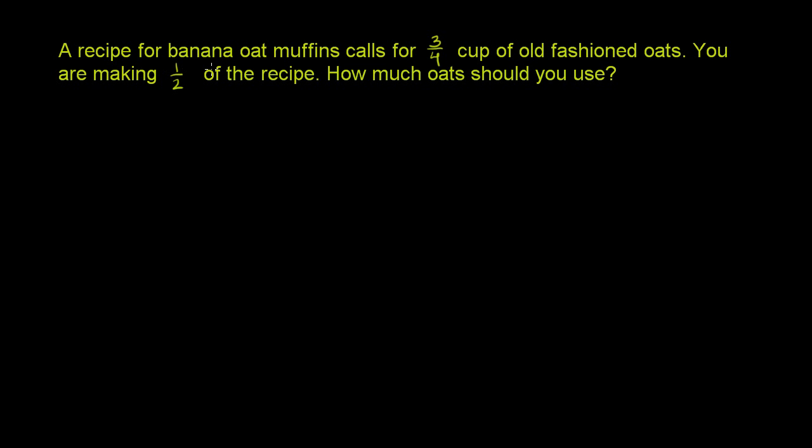A recipe for banana oat muffins calls for 3/4 of a cup of old-fashioned oats. You are making 1/2 of the recipe. How much oats should you use?